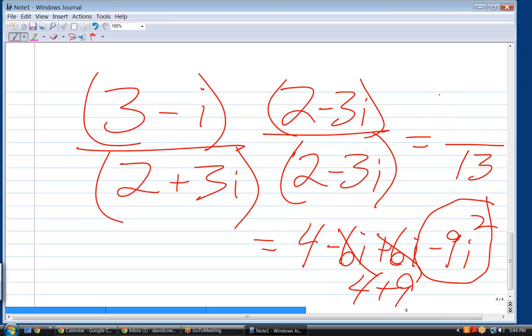Okay. So this numerator becomes 6 minus 9i minus 2i plus 3i squared, which simplifies to, that becomes a negative 3, so I end up with 3 minus 11i. So that is my new numerator.